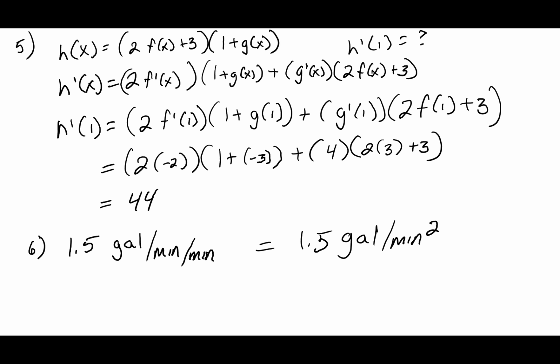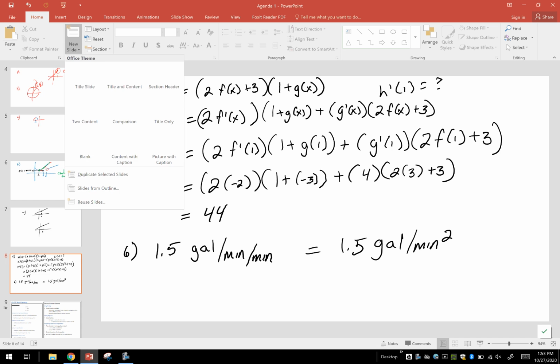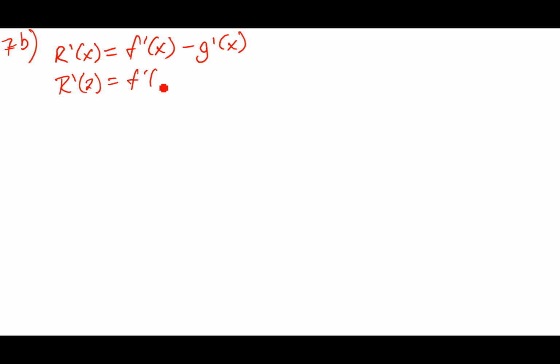B, we have subtraction, f of x minus g of x. So the derivative of that would be f prime of x minus g prime of x. Okay, so r prime of x is f prime of x minus g prime of x. All right, so this is 7b. They want to know what r prime of 2 is. So this is f prime of 2 minus g prime of 2.